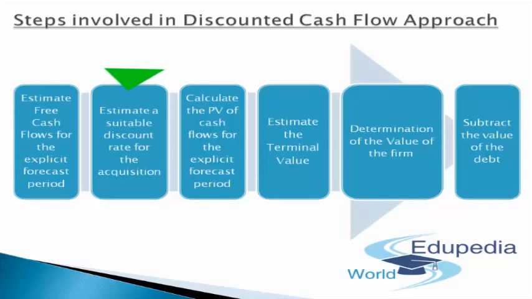The third thing that comes into the picture is calculation of the present value of the cash flows for the explicit forecasting period. Guys, one of the premises of this approach is that the firm is a going concern. The implication of this assumption is that the cash flows in perpetuity need to be discounted to get the value of the firm. This is, however, impossible in practice. I'll be very frank with you.